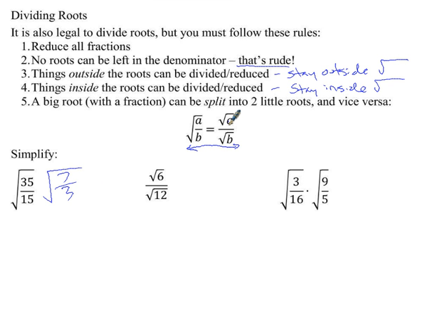Now, we have this big fraction here, turning it into a little one divided by a little one. That's going to turn into the square root of 7 divided by the square root of 3. Now, notice rule number 2. No roots can be left in the denominator. That's rude. Do we have a root in the denominator right now? Yeah, we do. So we're actually being very rude.